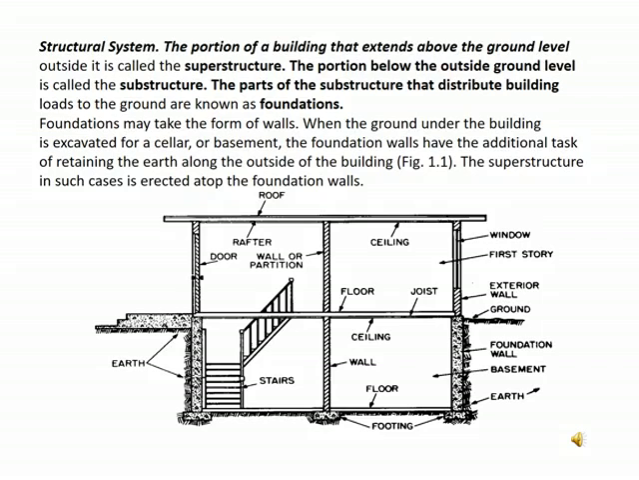This one is the structural system. The portion of the building that extends above the ground level outside is called the superstructure. So this is the part we build above the ground level. So this is the superstructure. The portion below the outside ground level is called the substructure. So the ground level, all of it above the ground is the superstructure, and under the ground is the substructure.